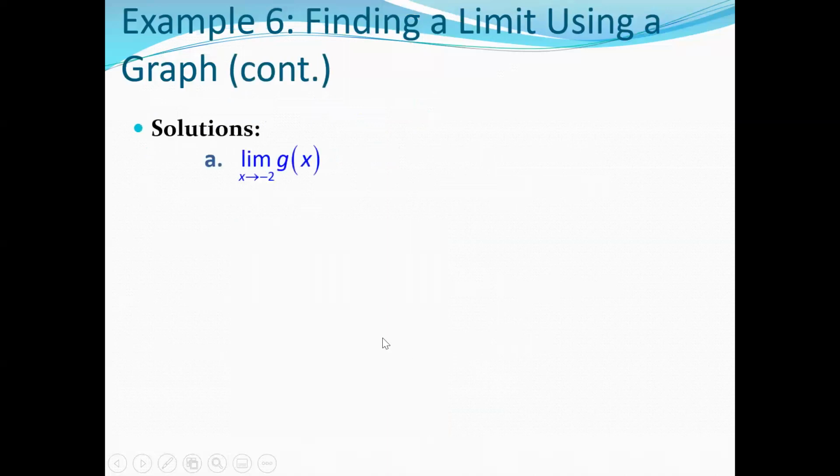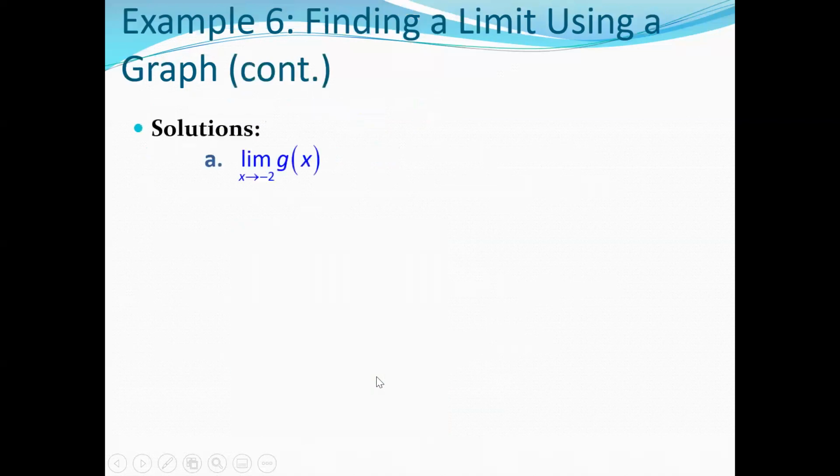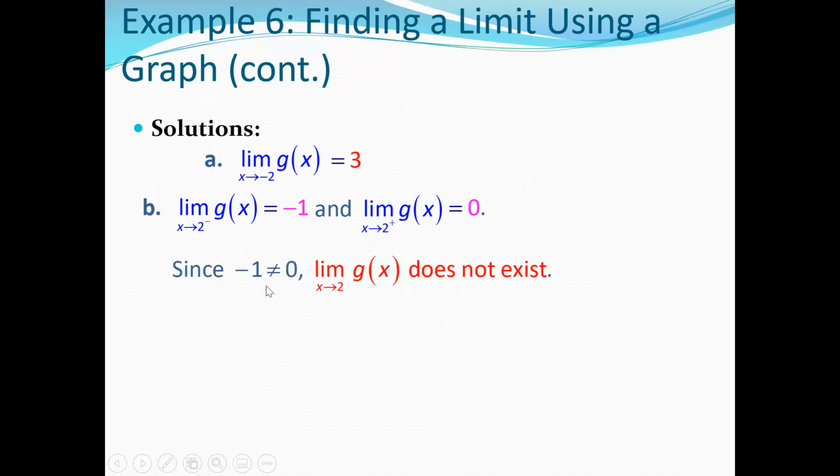And the second one is positive 2. Here we say the answer is 0 from the right. So we can see that when x approaches 2 from the right, we have 0, and from the left we have negative 1, two different values. Since x approaches 2 from the left is negative 1, as we saw in the left graph, and from the right is 0, the limit of g(x) as x approaches 2 does not exist.